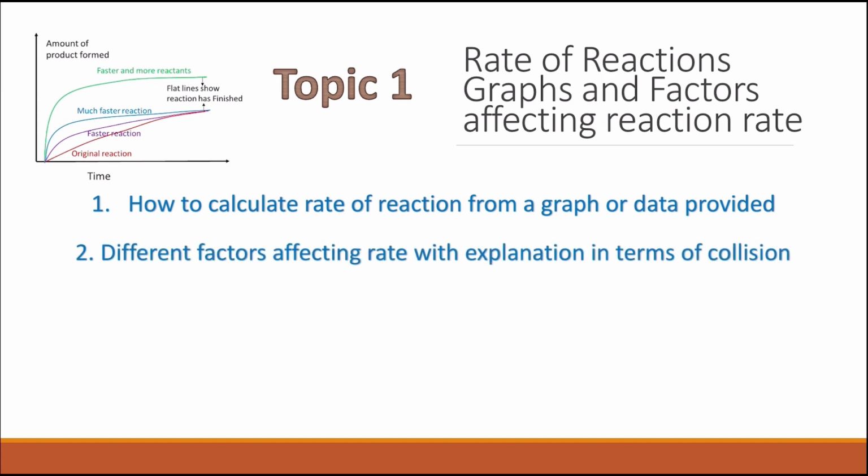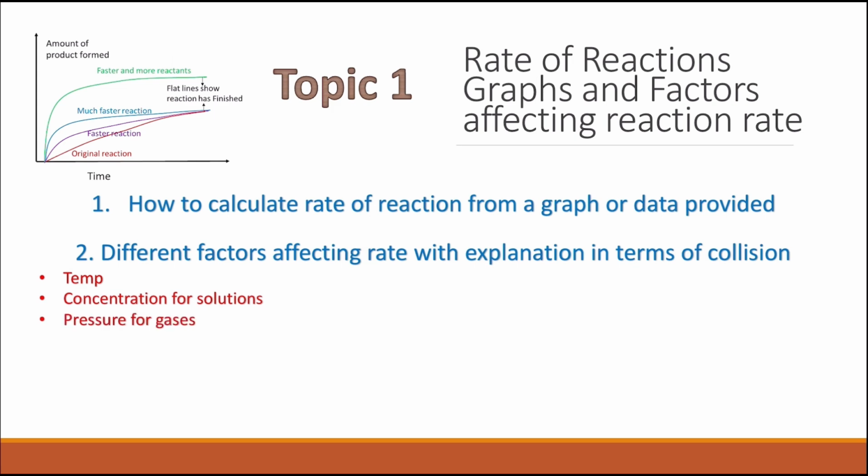And then the different factors affecting the rate, with explanation in terms of collisions. They will always ask you, in terms of collision theory, how can you explain the difference? How does a change in this factor affect the rate of the reaction? So you always have to refer to the collision theory. These factors are temperature, where increasing temperature increases the rate, and the concentration of the solution, in case of solutions. If one of the reactants becomes more concentrated, then the rate of the reaction increases.